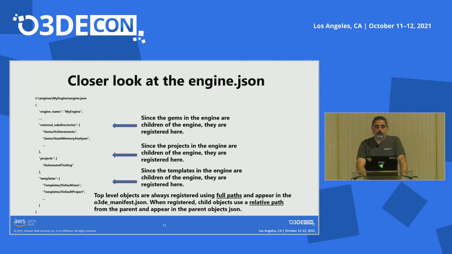Okay. Also notice that the top level objects that are in the O3D manifest JSON are always registered with full paths, and the child objects that we see in a file like this will almost always use a relative path.